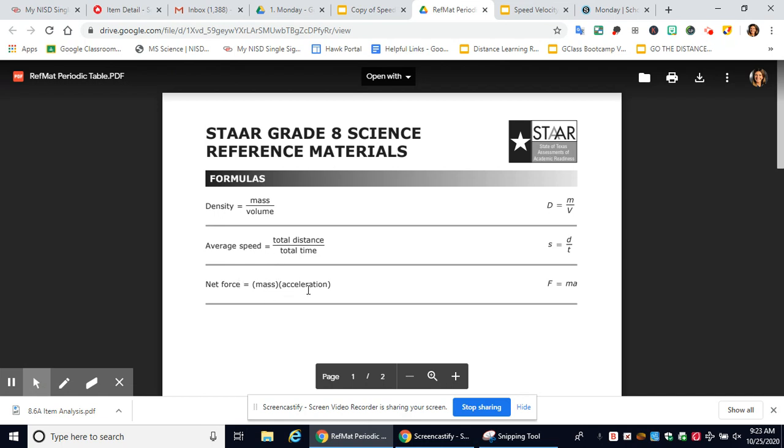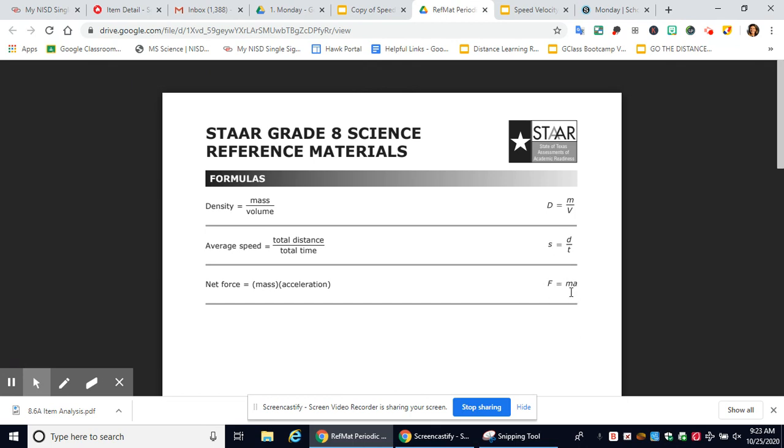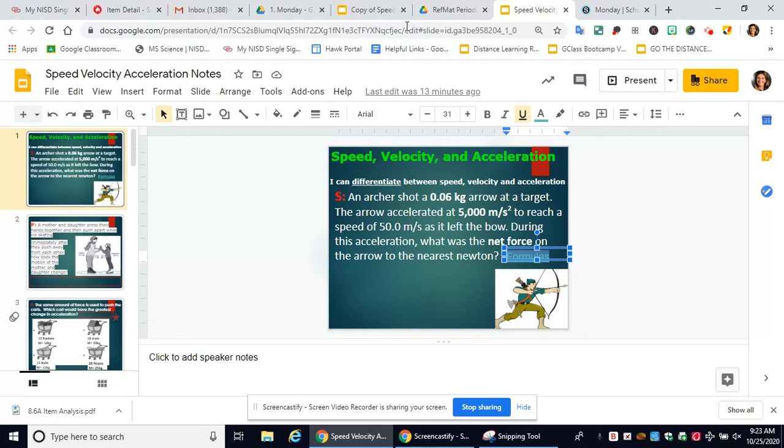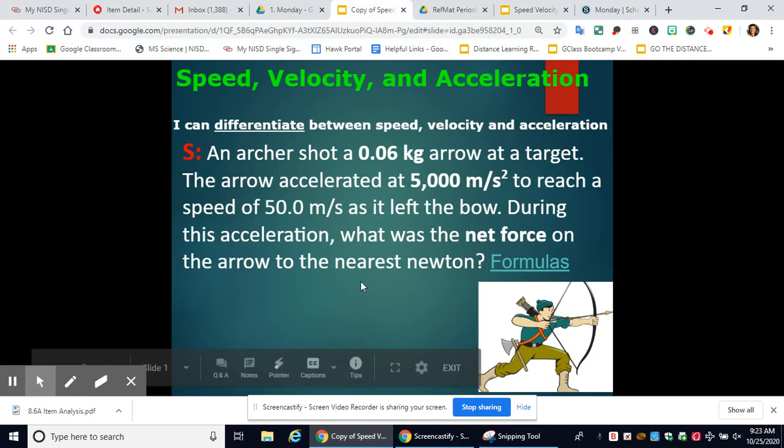Net force equals mass times acceleration. So we're going to use this formula for net force and substitute our numbers. Our formula, net force equals mass times acceleration. So the net force equals, we're going to put the mass of the arrow, which is .06 kilograms, and multiply it by the acceleration of the arrow, which is 5,000 meters per second squared.